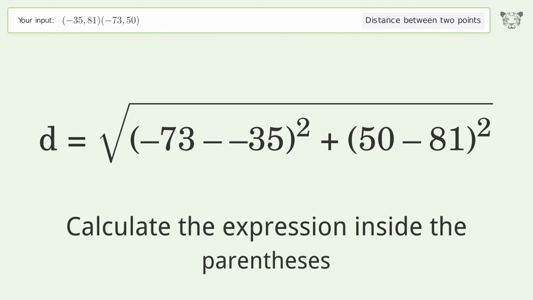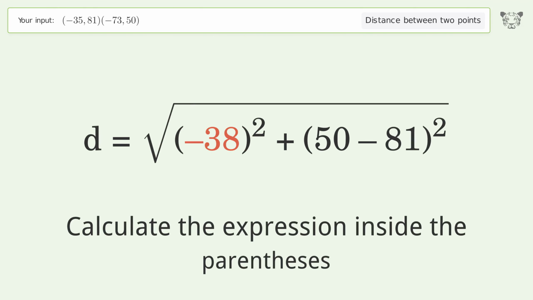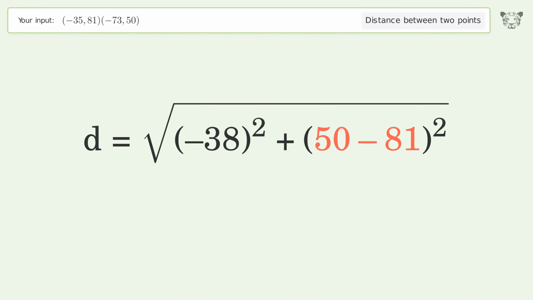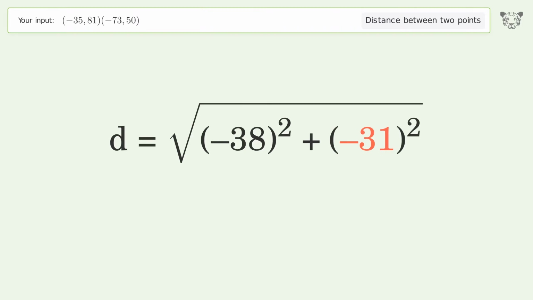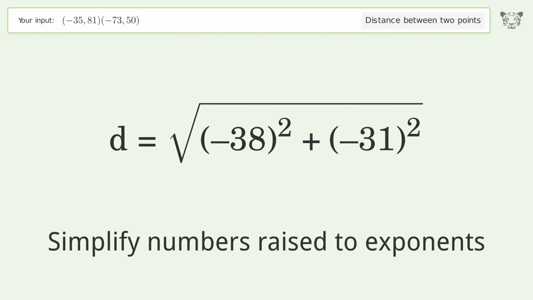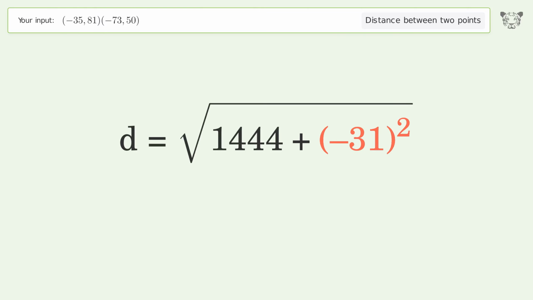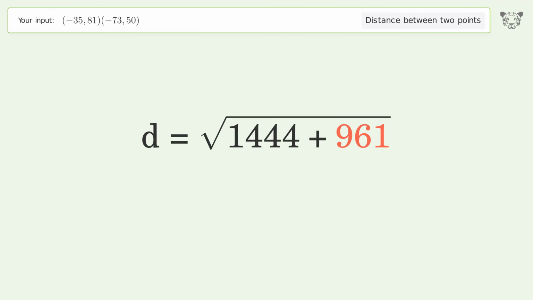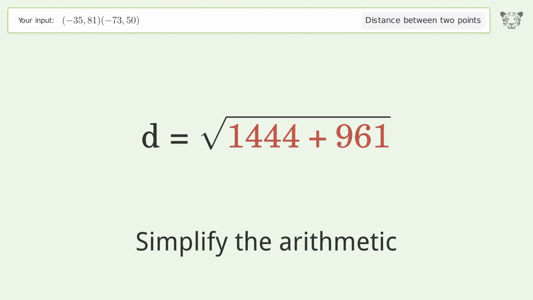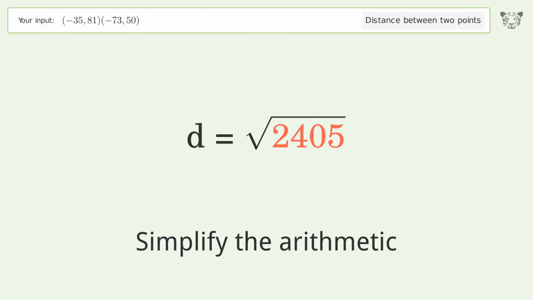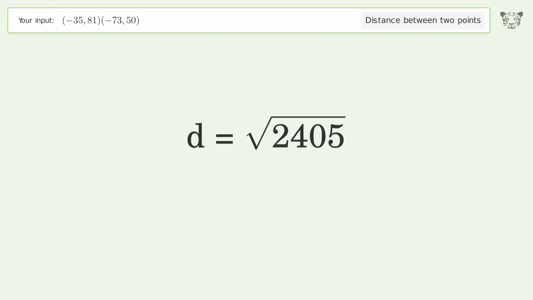Calculate the expression inside the parentheses. Simplify numbers raised to exponents. Simplify the arithmetic. And so the distance between the 2 points is the square root of 2,405 or 49.041.